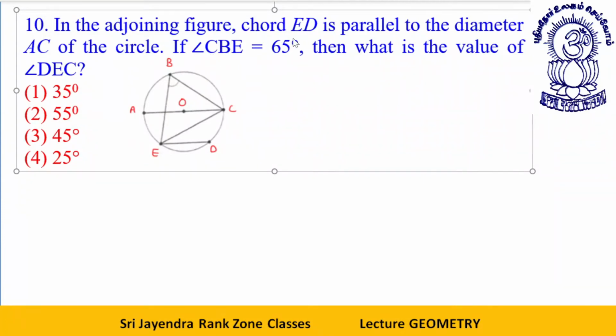In the adjoining figure, chord ED is parallel to the diameter AC of the circle. If angle CBE, this angle, is equal to 65 degree, then what is the value of angle DEC? You have to determine this angle. Okay, dear students, see, let's take it very easily, at a decent pace. We have this chord.